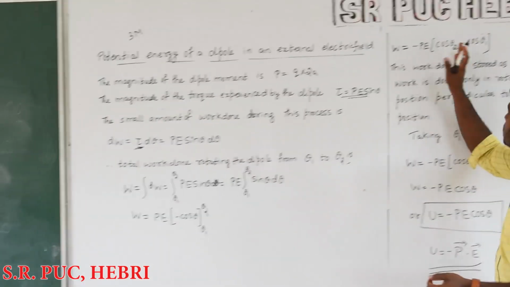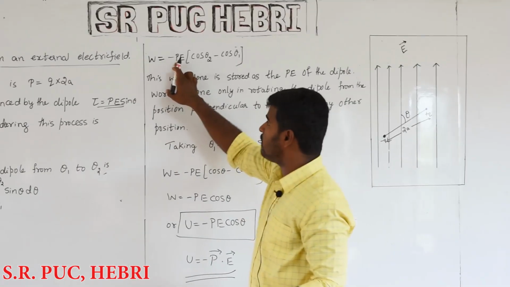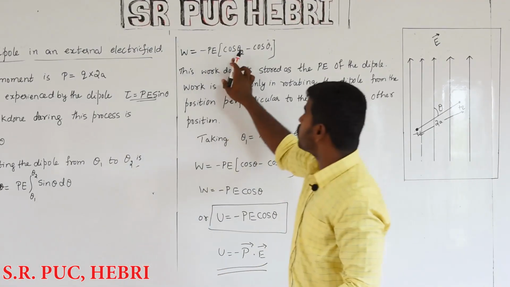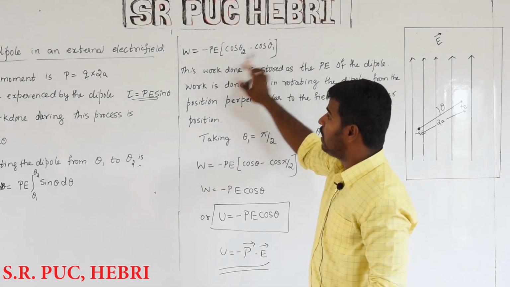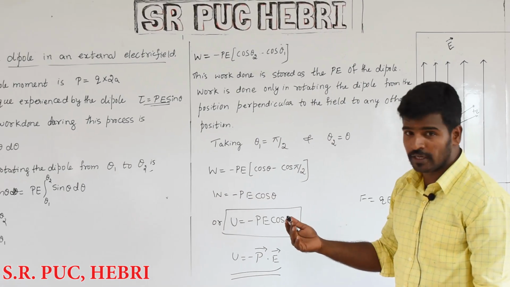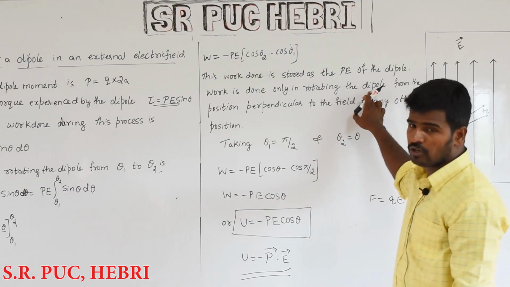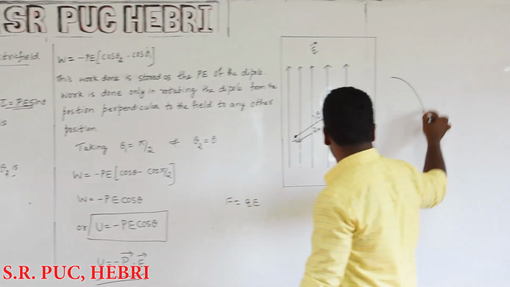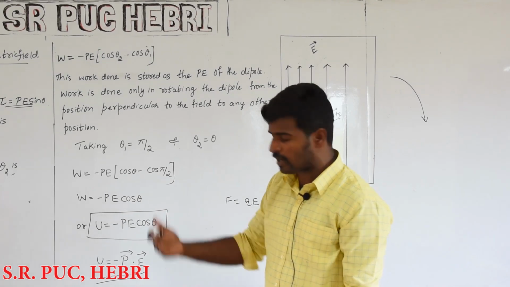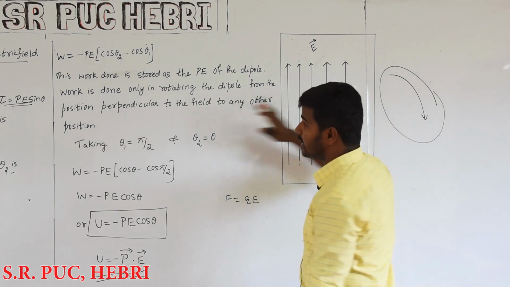In the next step, W is equal to minus of PE, minus ಅನ್ನು ಹೊರಗಡೆ ಇಟ್ಟು ಬರೆದಿದ್ದೇನೆ. Therefore, W is equal to minus of PE, by applying the limit in the place of θ2, therefore cos θ2 minus cos θ1. This work done is stored as the potential energy of the dipole. ಆದರೆ ಈ work done ಹೇಗೆ ಸ್ಟೋರ್ ಆಯಿತು ಕೇಳಿದರೆ potential energy of the dipole. Therefore, work is done only in rotating the dipole. ನೋಡಿ ವರ್ಕ್ ಡನ್ ಏನಾಗಿದೆ ಕೇಳಿದರೆ ಇನ್ ಆರ್ಡರ್ ಟು ರೊಟೇಟ್ ದ ಡೈಪೋಲ್, ಎಕ್ಸ್ಟರ್ನಲ್ ಟಾರ್ಕ್ನ ವಿರುದ್ಧ ಎಕ್ಸ್ಟರ್ನಲ್ ವರ್ಕ್ ಡನ್ನನ್ನು ಕ್ರಿಯೇಟ್ ಮಾಡ್ತಾ ಇದ್ದೇವೆ. ಆ ವರ್ಕ್ ಡನ್ ರೊಟೇಟಿಂಗಲ್ಲಿದೆ.